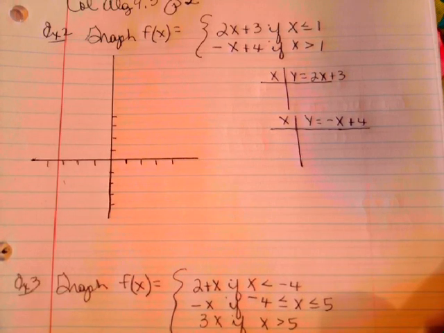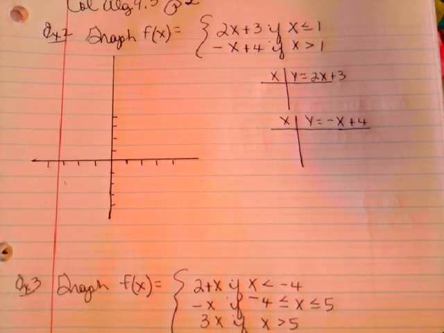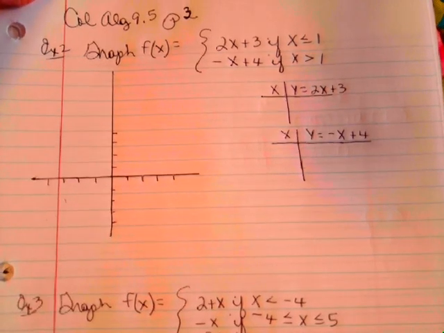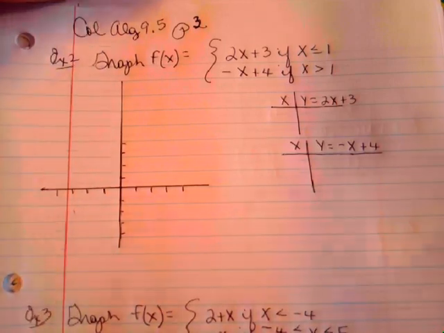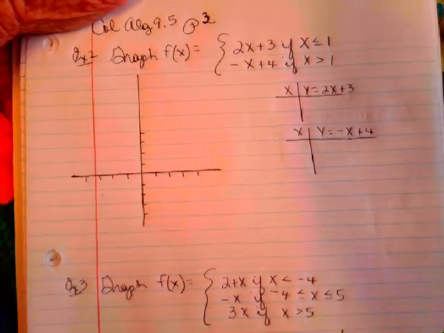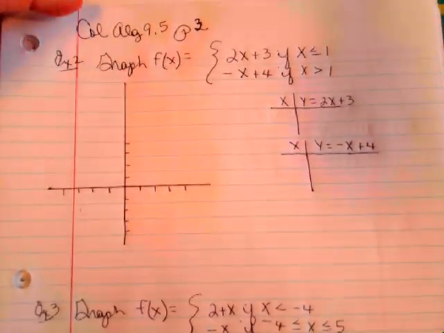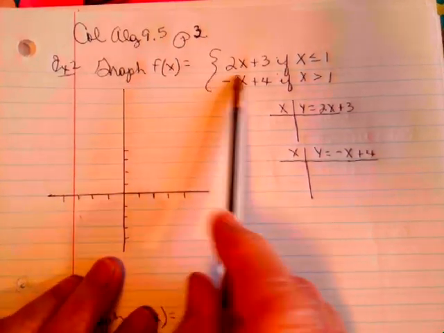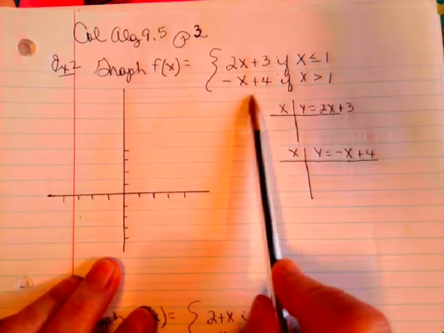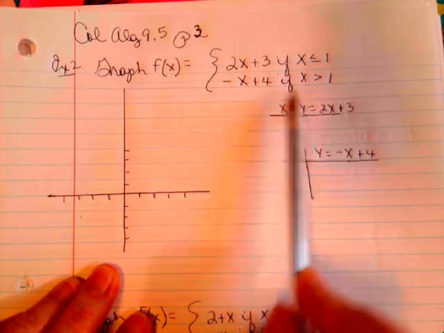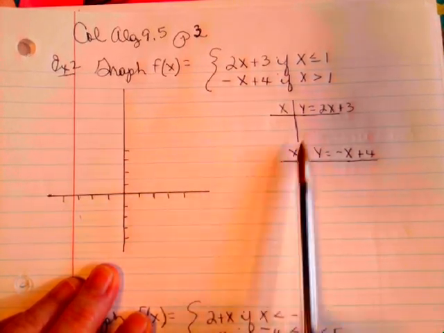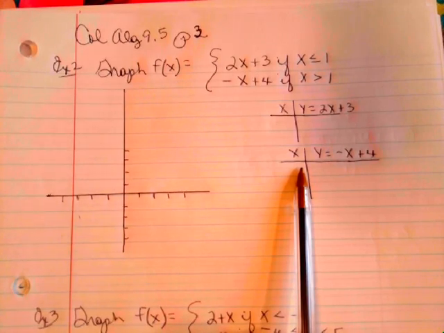Let's look at two more examples of piecewise functions. I want you to understand that they are easy to do. Graph f of x equals 2x plus 3 if x is less than or equal to 1, and negative x plus 4 if x is greater than 1. Draw your coordinate axis. Make your two tables.